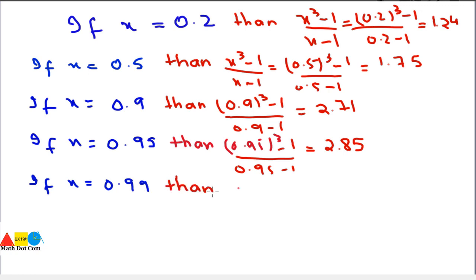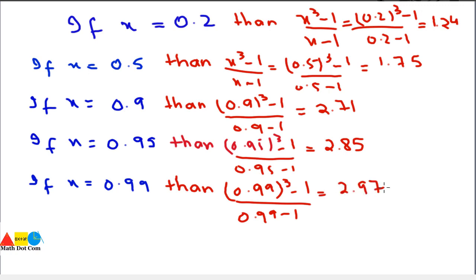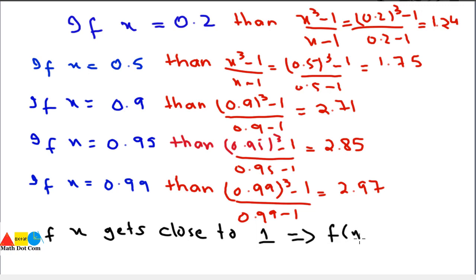Then we will have 0.99 whole cube minus 1 divided by 0.99 minus 1, that will be equal to 2.97. So that means as x gets close to 1, the function f(x) gets close to 3. So if x gets close to 1, as already seen above, then as a result f(x) gets close to what? Gets close to 3, as it is clear from here.